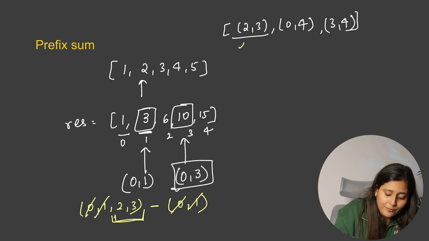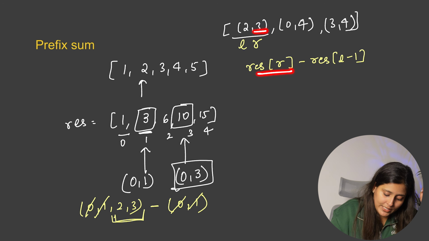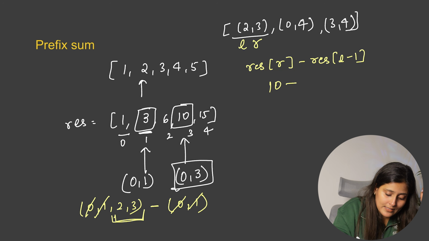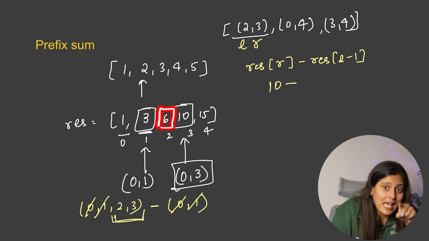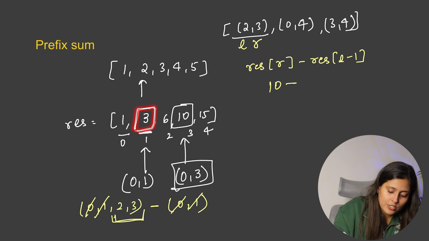So what is the rest of the index values it has stored? Suppose this is the left pointer and right pointer. So I am saying we will do resultant of right pointer minus resultant of left minus 1 pointer. Resultant of the right pointer, basically 3, so resultant of 3 will be 10. So I will do 10 minus resultant of left. Left is 2, but the value at 2 I cannot exclude because 2 is part of my answer. So I will subtract resultant of 1. So I will do 10 minus 3, so total 7.